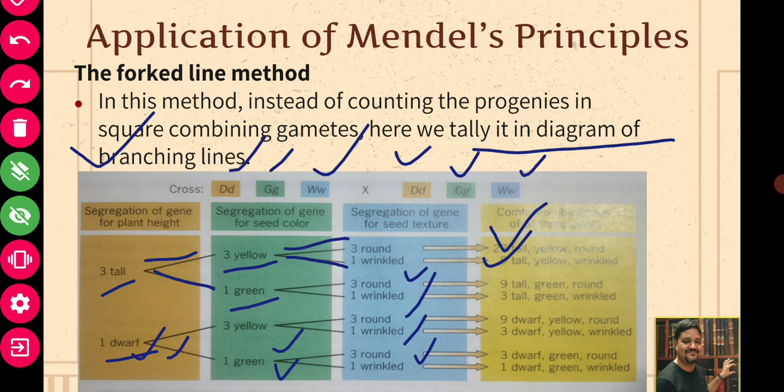Similarly, 3 into 1: 3 tall, 1 green, 3 round. So 3 into 3 is 9, into 1. So total 9 tall green round.